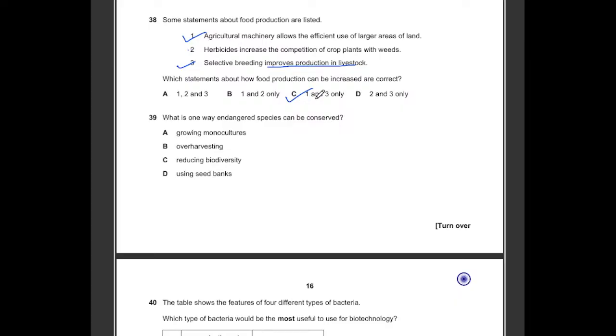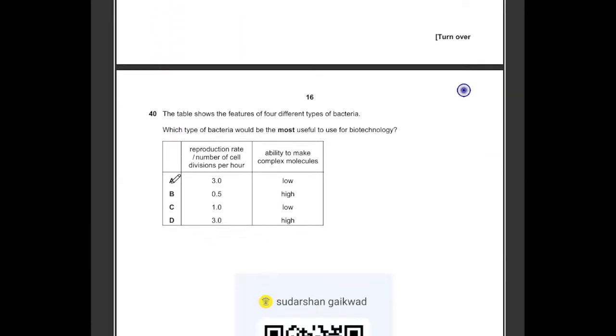What is one way endangered species can be conserved? Monoculture? No. Over-harvesting? No. Reducing bioconservation? Conservation is about seed bank. Okay? It's easy one. Protecting the seeds, keeping the seeds for the future generation.